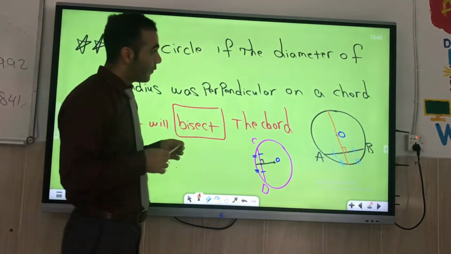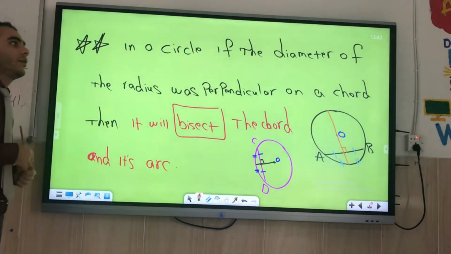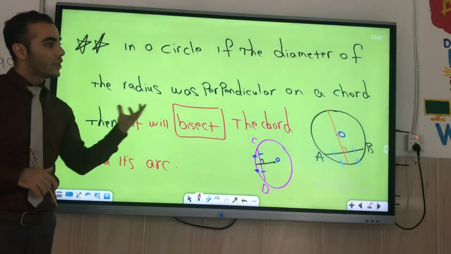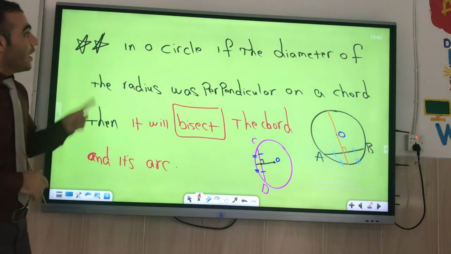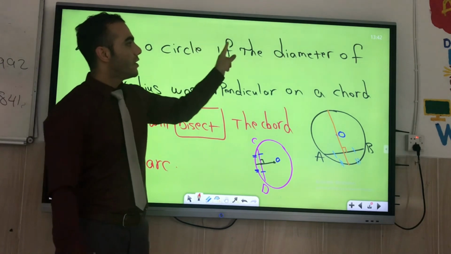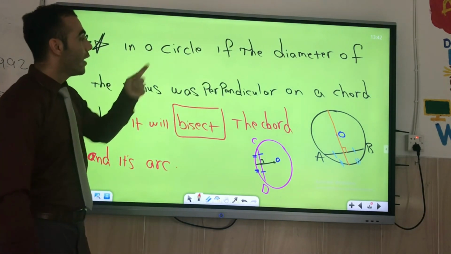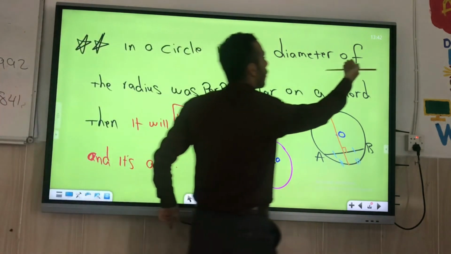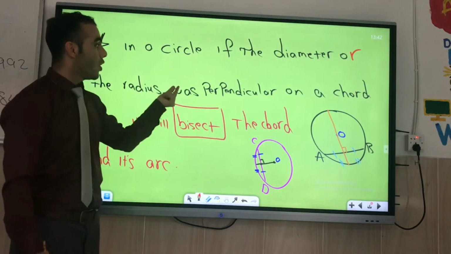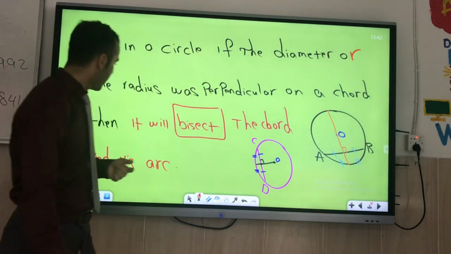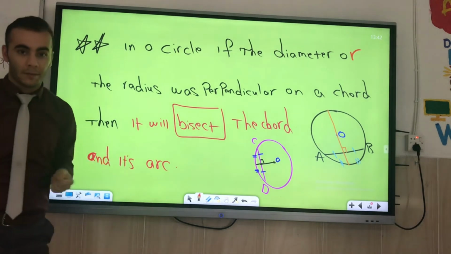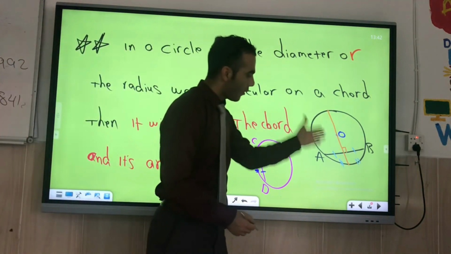The last and the very important part of that section, that the examiners are really interested to bring questions from, says that in a circle, imagine that we have a circle, okay? If the diameter or the radius is perpendicular to a chord, then it will bisect the chord and the arc. So let's come to here and elaborate on it.